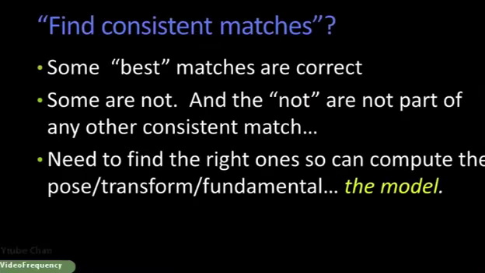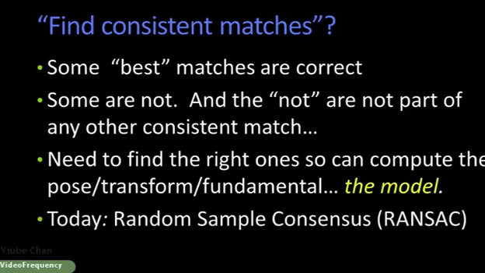Anyway, what we want to do is find the right ones so that we can compute the pose, the transform, the fundamental matrix, whatever it is, the model. So this is the model that we want to compute. And today we're going to talk about this algorithm called random sample consensus, or RANSAC.